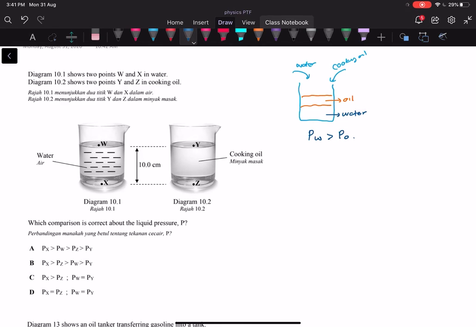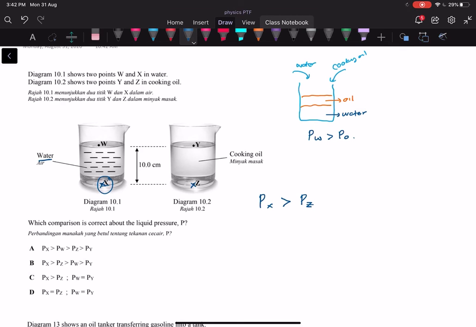Now, comparing X and Z. Maka X and Z adalah pada kedalaman yang sama, tetapi berada dalam liquid yang berlainan, ya, cecair yang berlainan. Dan kita tahu tekanan pada air adalah lebih tinggi daripada tekanan pada minyak masak. Maka X ni corresponds to water, ya. X ni correspond to water, adalah lebih tinggi berbanding kedudukan Z.